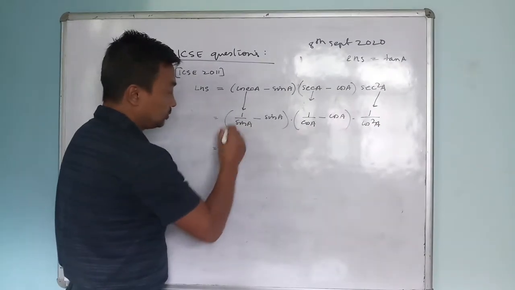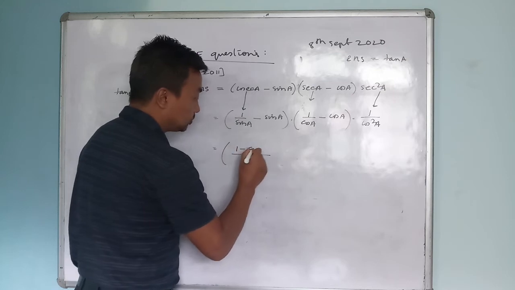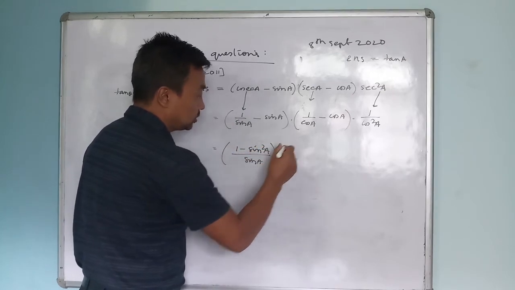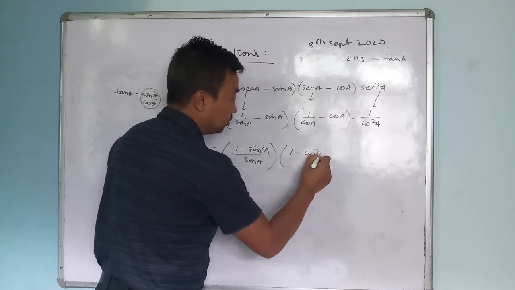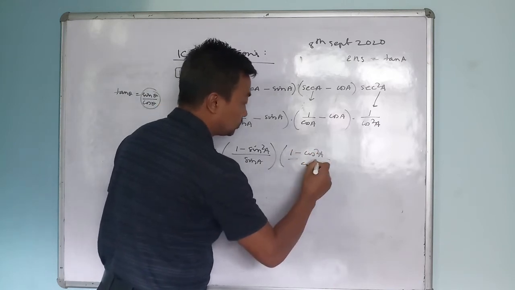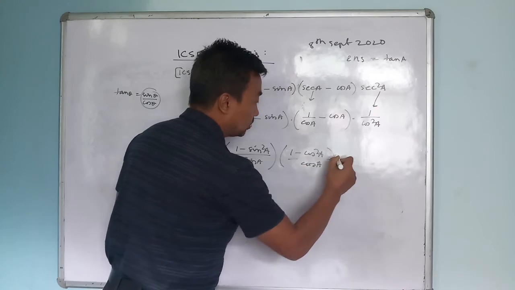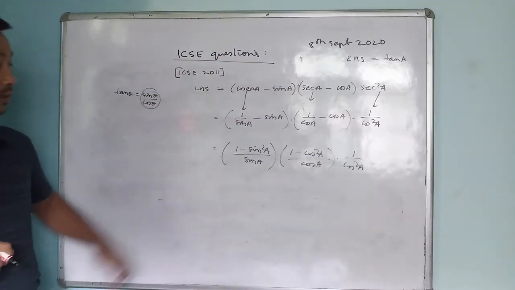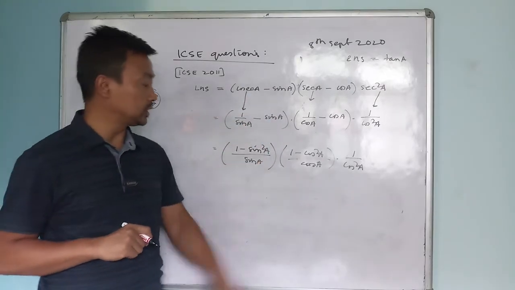Now, you take the LCM, you get like this. So this is quite simple. Hope you are getting this. Cos A, 1 by cos square A. After solving this, sine into sine, sine square A.